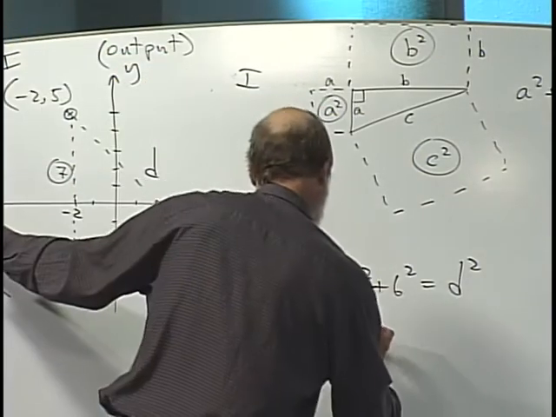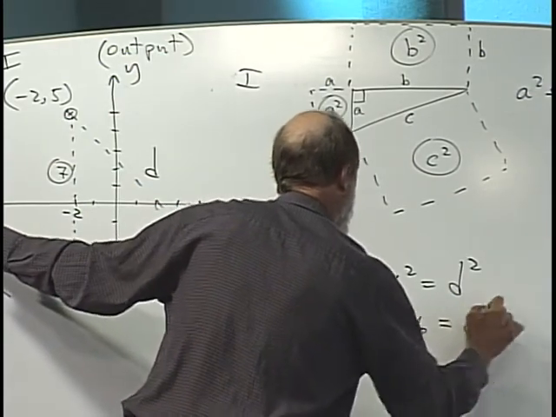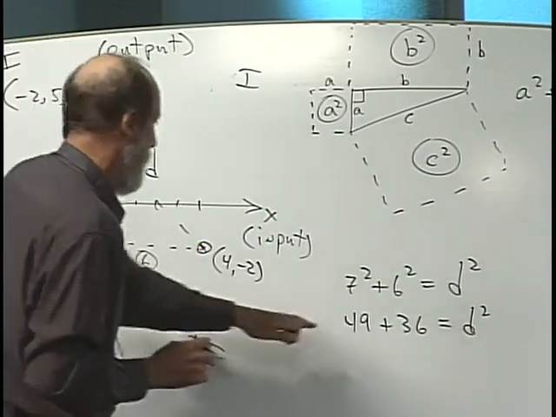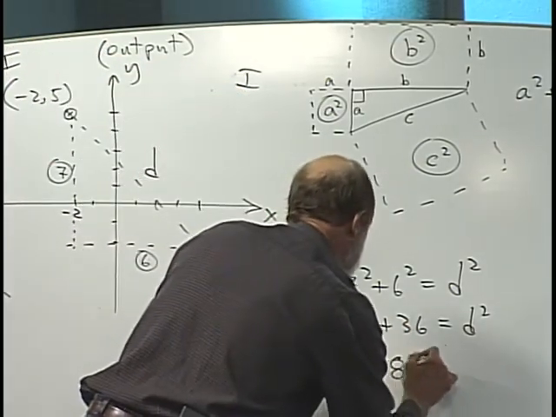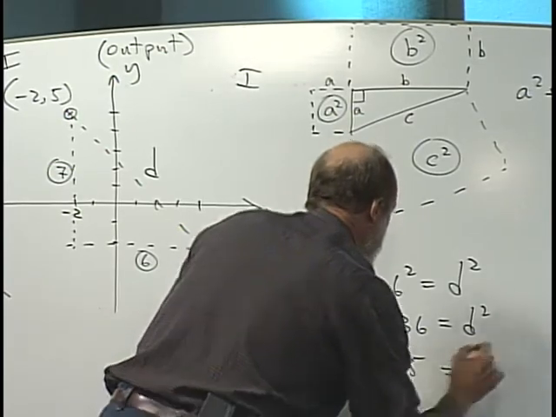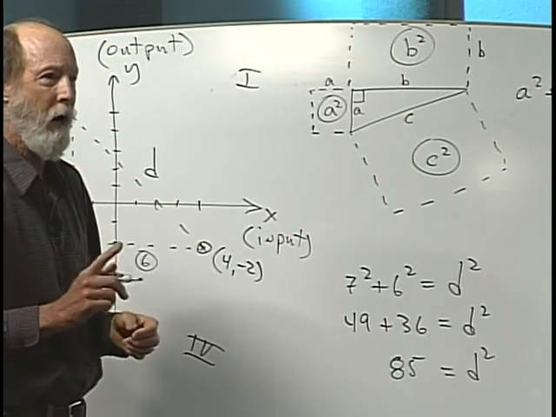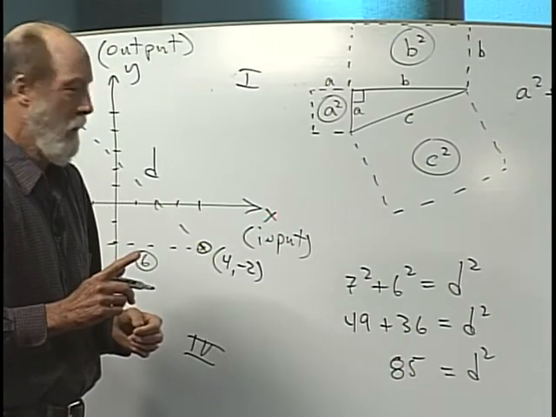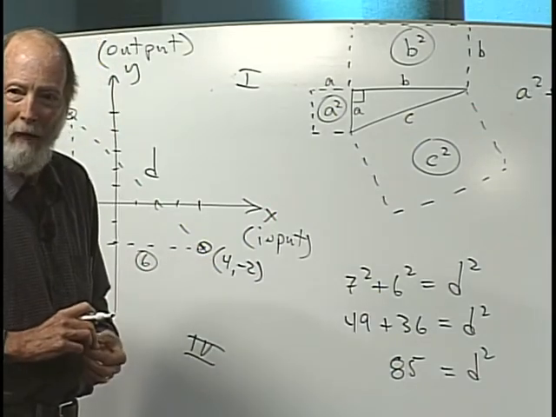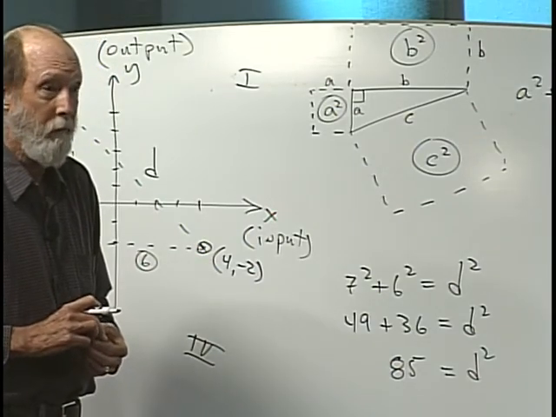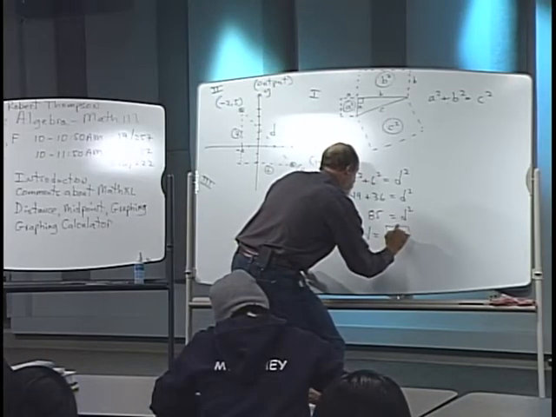So we have 49 plus 36 is equal to the square of the hypotenuse. And so what do we get there? 85 equals D squared. So without touching your calculator, what would be the answer for D? Square root of 85, right? So D is then going to be equal to the square root of 85.